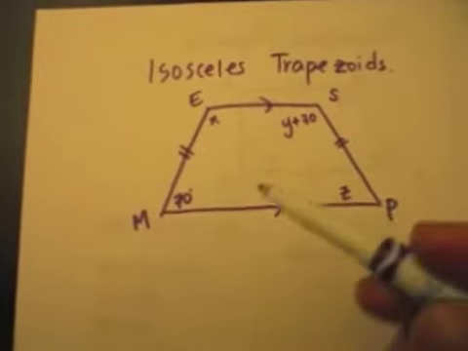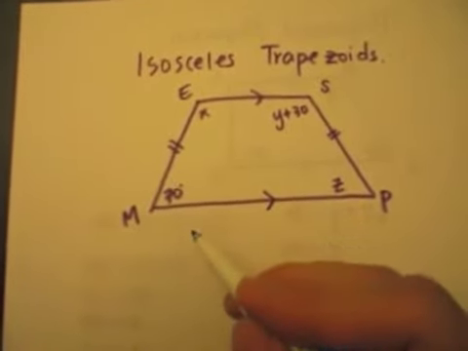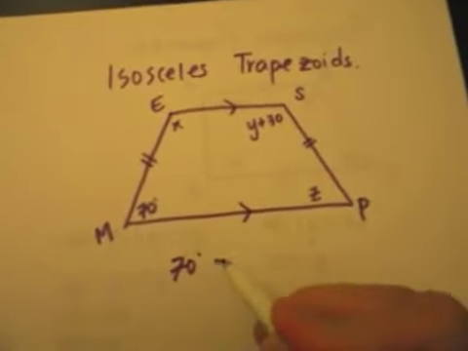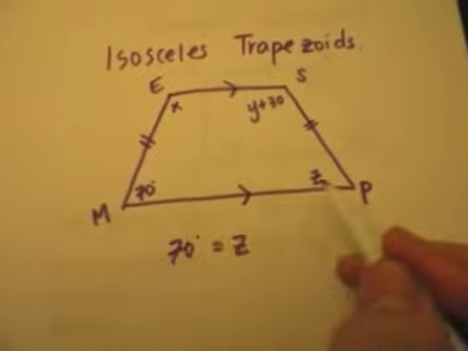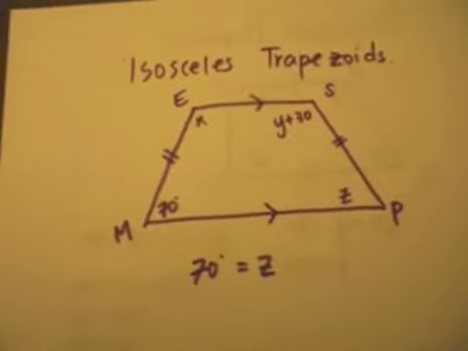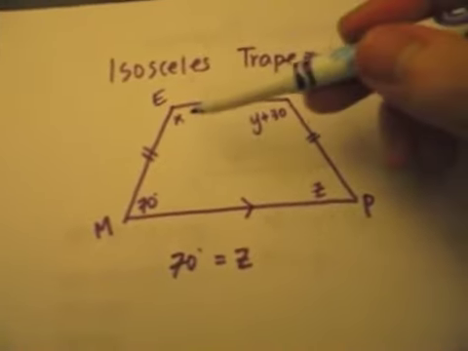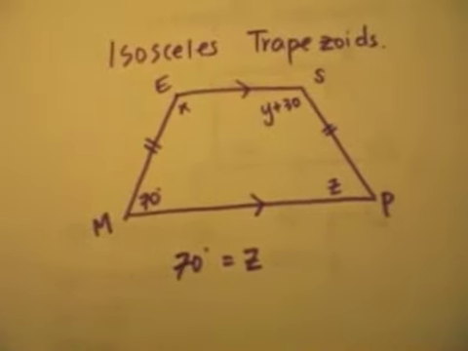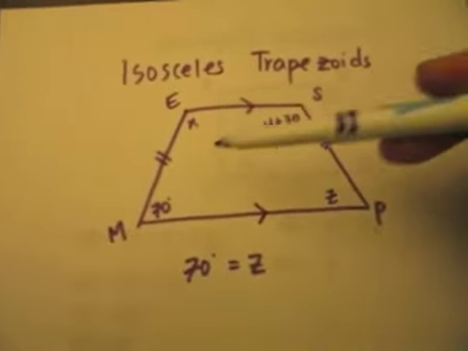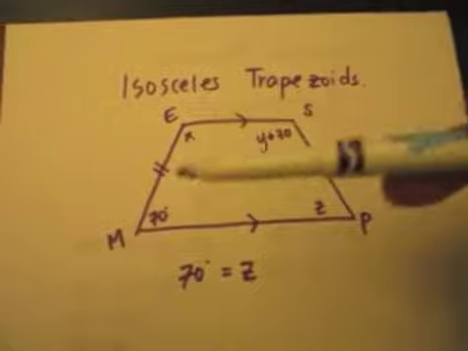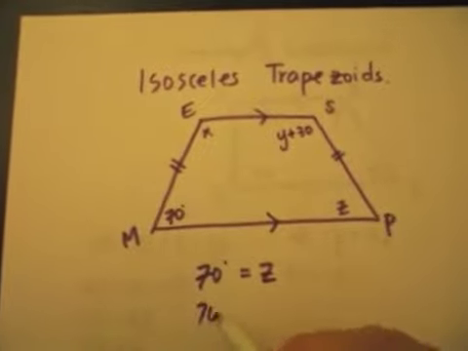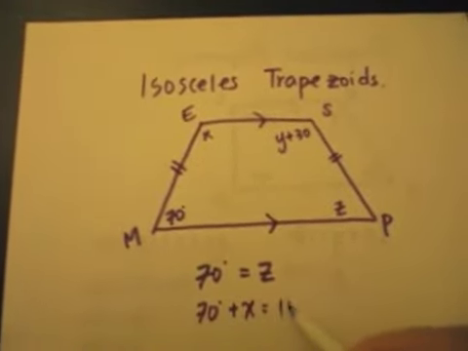So what does that mean? Well, that means that 70 degrees will be equal to z, because the base angles need to be congruent. So right away we know what z is going to be. Z is 70 degrees. Now I need to find what X and Y are. We know from the previous property that for all trapezoids, consecutive angles are supplementary. So in other words, 70 plus X should give me 180 degrees.